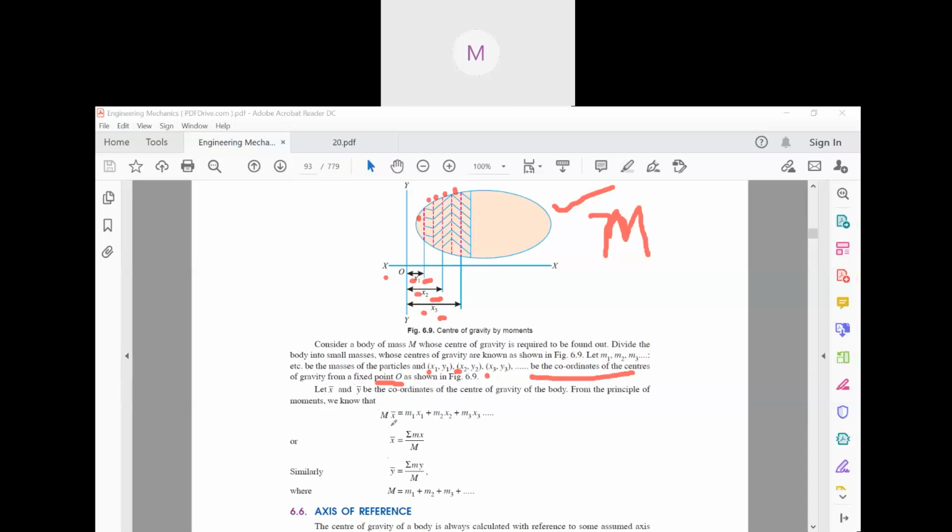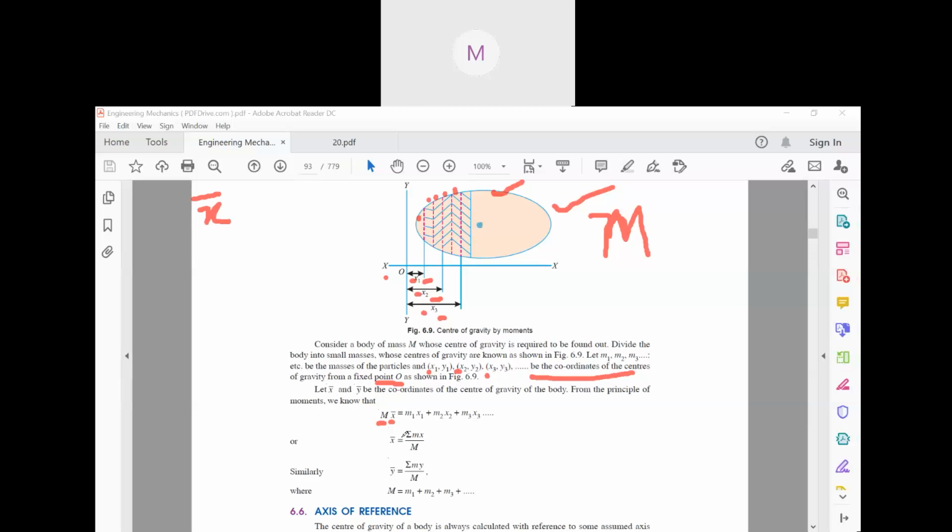These are infinite numbers, so m into x bar. Now x bar is what? X bar is the coordinate of the center of gravity, the x coordinate, of this whole mass. So from this point, if the distance is x bar, and if the mass is m, then m into x bar is equal to what? m1 into x1, that small part, then m2 into x2, m3 into x3, and eventually you can do that.